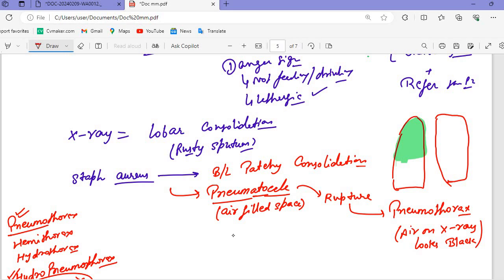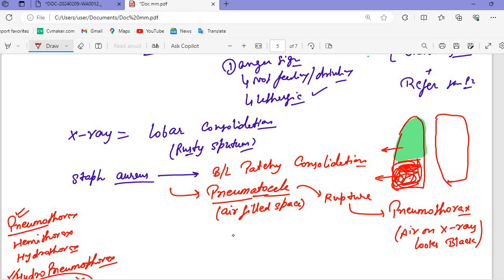This is again the whitest color. The fluid will be white. So this is the hydrothorax and this is the pneumothorax. Both things are there, air is there, fluid is there. We call this condition hydropneumothorax.